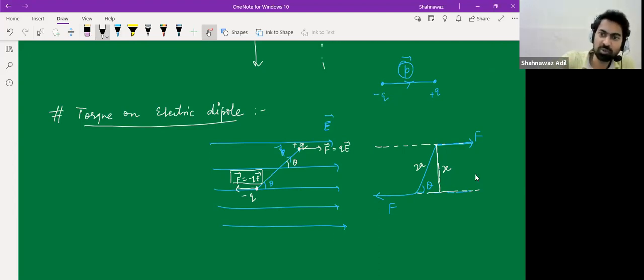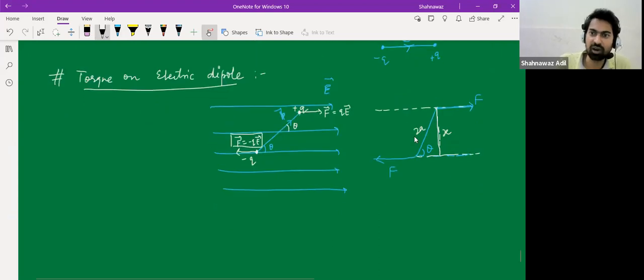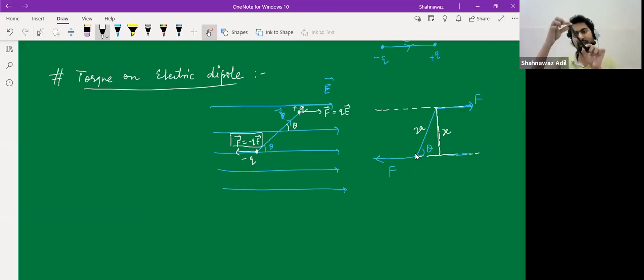So what would be the torque on this system? This is a dipole placed in some electric field, and one force is acting in this direction and the other in this direction. So this will experience a torque in this direction, right, guys? So the magnitude of torque would be this perpendicular distance x times the magnitude of this force, right?